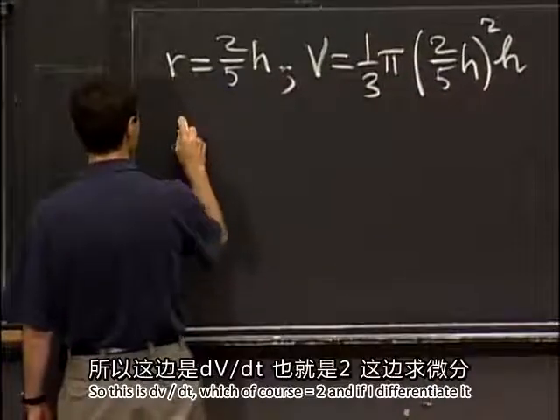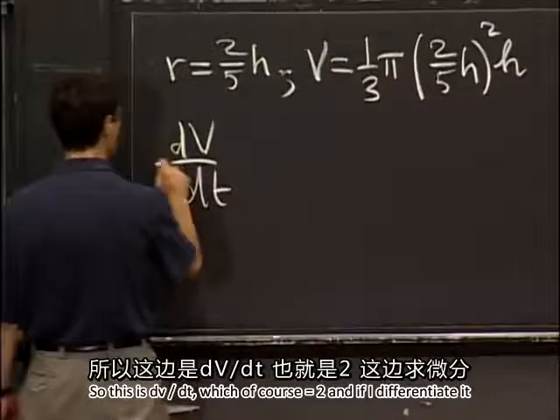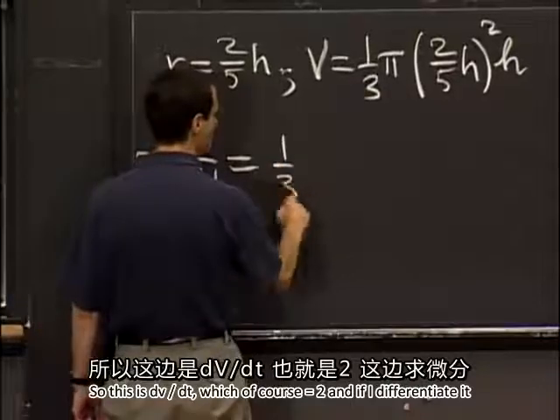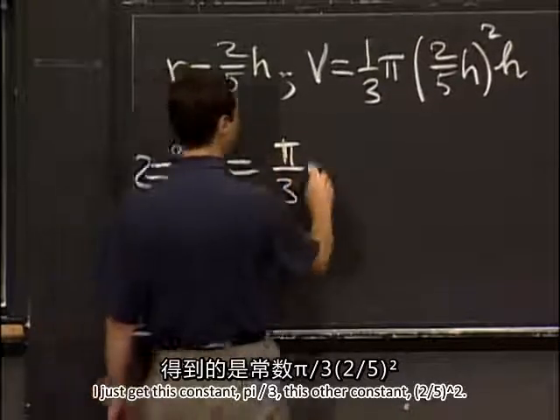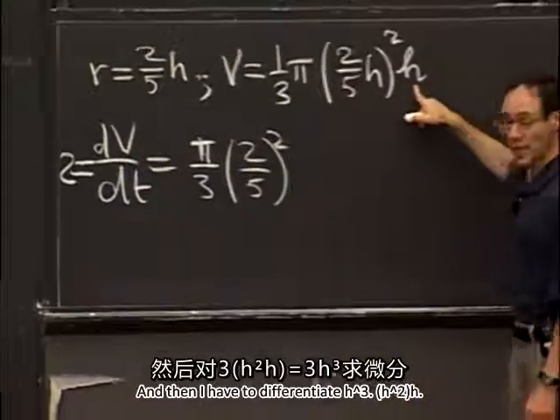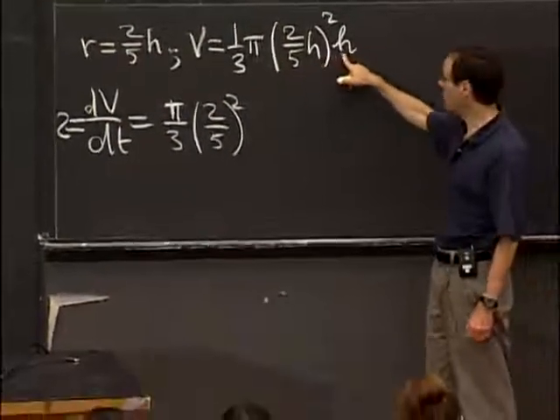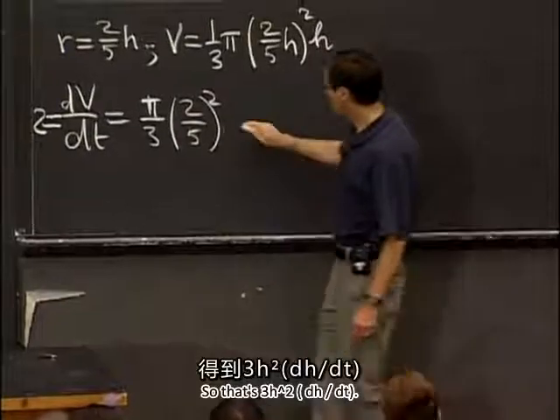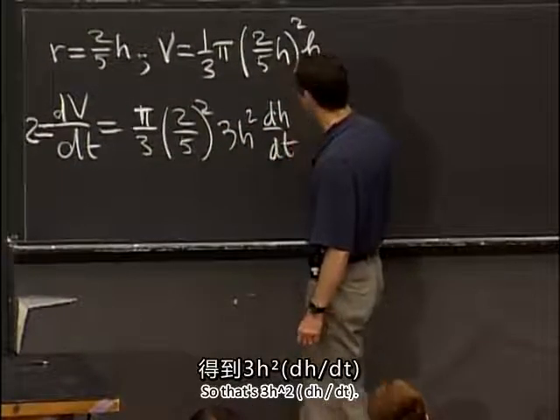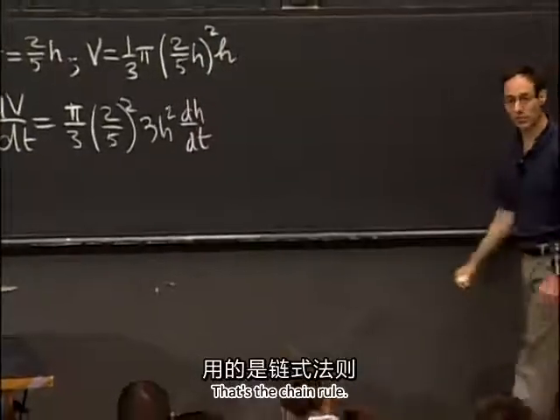So this is dV/dt, which of course is 2, is equal to, and if I differentiate it, I just get this constant, pi over 3, this other constant, (2/5) squared, and then I have to differentiate h cubed, right? h squared times h. So that's 3h squared times dh/dt. All right, that's the chain rule.